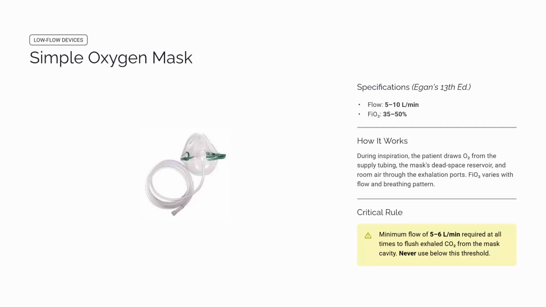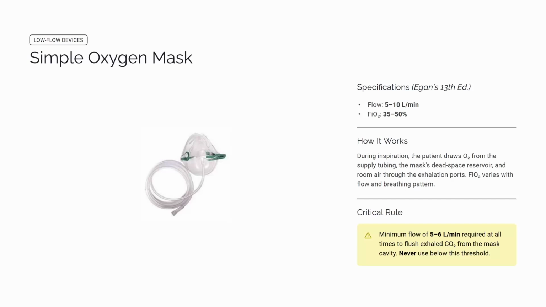Next is a simple mask, also a low flow, also a variable performance, but built for a bit more oxygen than the cannula can comfortably deliver. Flow runs 5 to 10 liters per minute, and the FiO2 is roughly 35 to 55%.